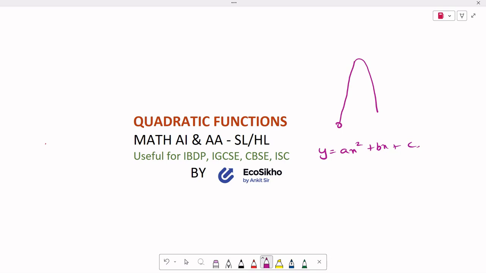In our syllabus, this is not just an equation. This is the language of motion, profit, loss, design, and even decision making. So in IBDP Maths AI, quadratic functions are not just about memorizing formulas. They are about understanding behavior. Where is the maximum? Where is the minimum? When does something stop increasing and start decreasing? And trust me, once you understand this, graphs stop being scary, questions become predictable, and marks start to increase.